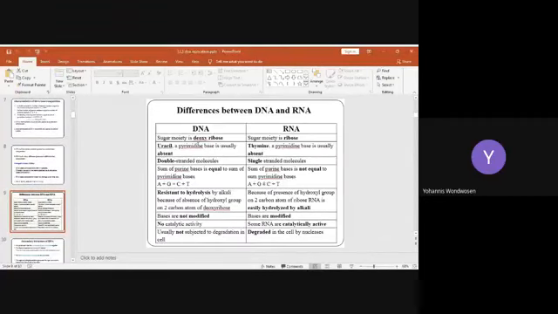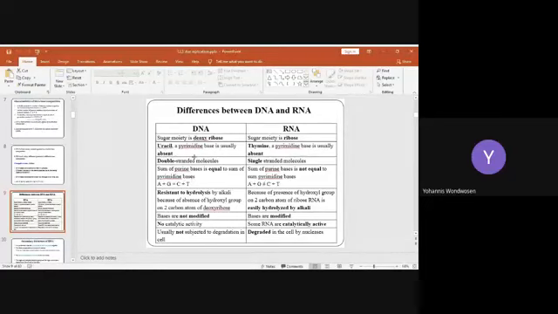When we see the differences between DNA and RNA, in DNA the sugar motif is deoxyribose. We have seen yesterday that on the second carbon of the ribose sugar, if the OH group is present, the sugar is ribose. On the second carbon, if the OH group is reduced by the catalytic activity of the ribonucleotide reductase enzyme, it becomes hydrogen, and that's the deoxyribose sugar.